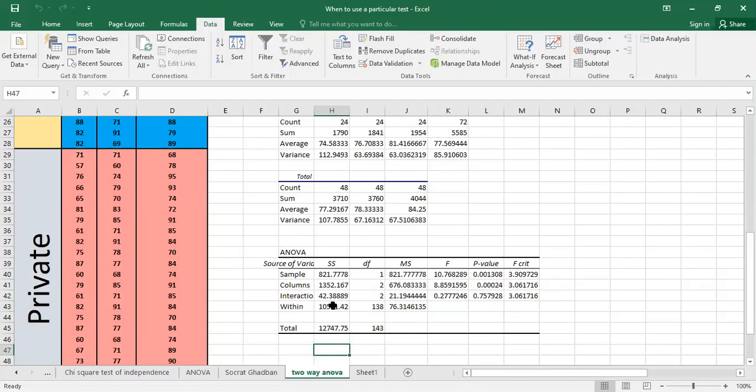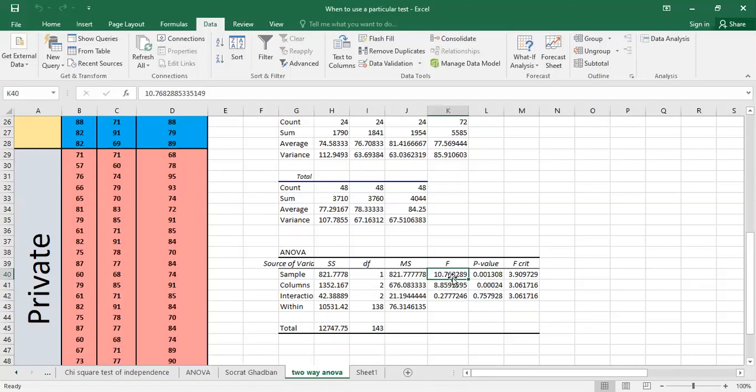And then the degrees of freedom for the whole data set here, it's 138, which is n, the number of observations that we're having, which is 144, minus 2 times 3, meaning 2 for private and public, and 3 the number of columns that we're having, so we can arrive at 138. The mean sum of squares, we divide the sum of squares by the degrees of freedom. And what we are interested in here is the p-value, or to compare between the critical value and the F statistic that we can receive.